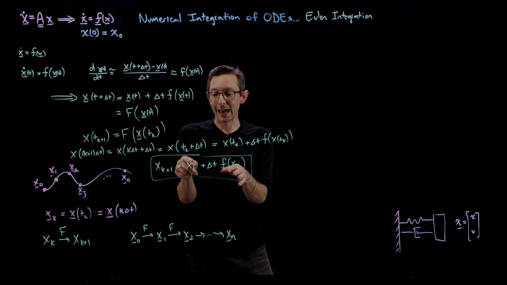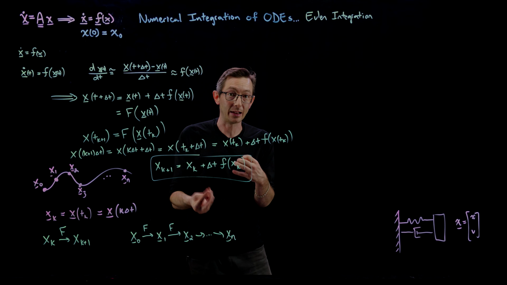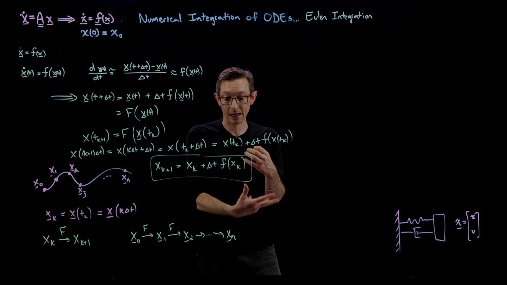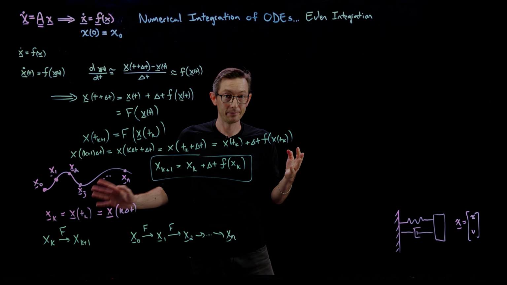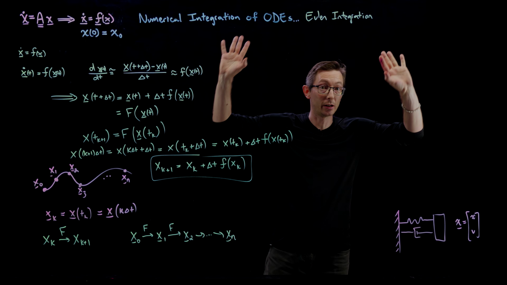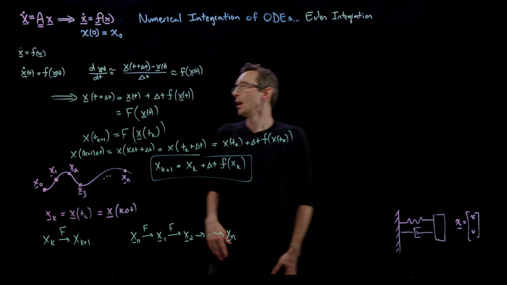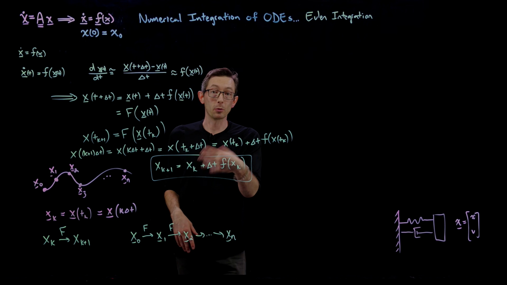So every time you see x sub k, that means x evaluated at t sub k, my kth time step, which is k delta t. Okay, good. So that's the notation we're going to use for all of these lectures. And this is my forward Euler scheme.